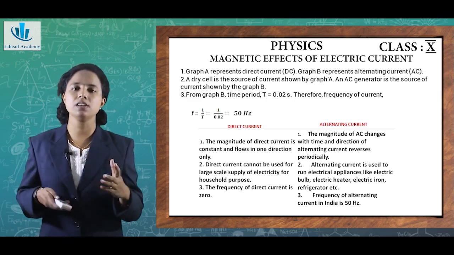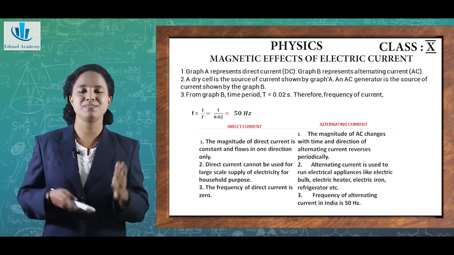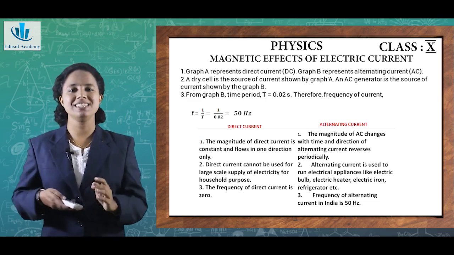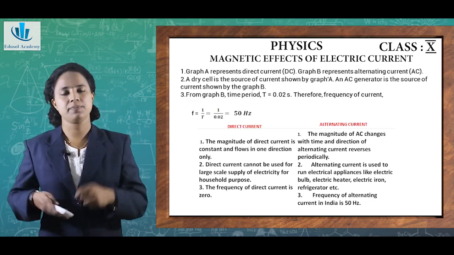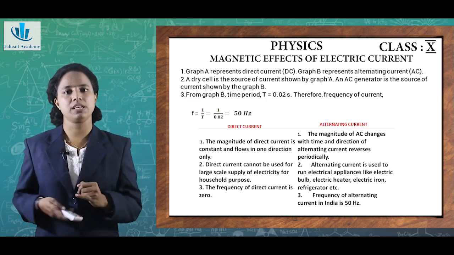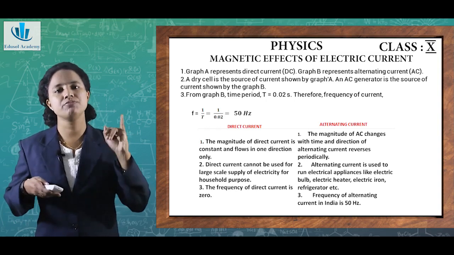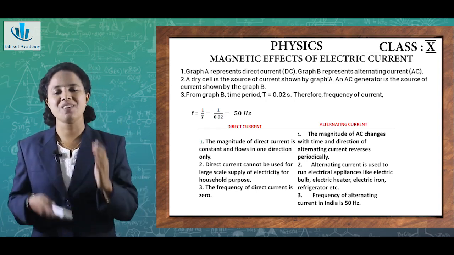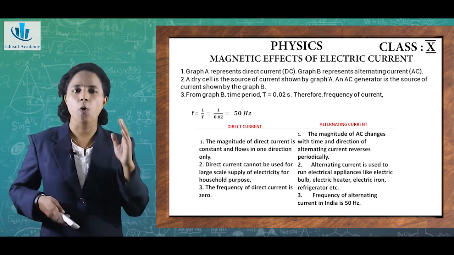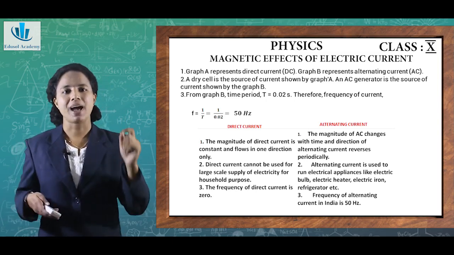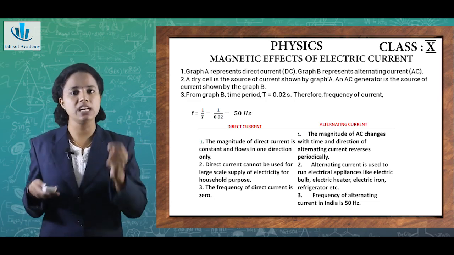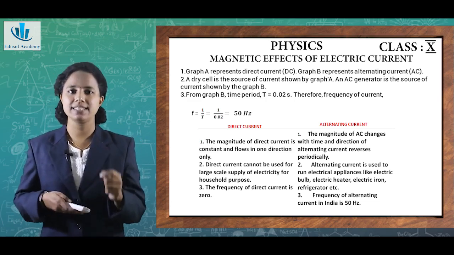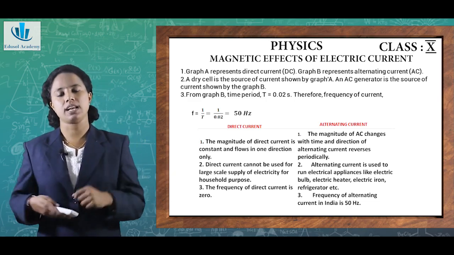And now we are asked to mention some of the differences between direct current DC and alternating current AC. So the basic difference is that the magnitude of direct current is constant and flows in one particular direction only. But what in case of alternating current? The magnitude of AC changes with time and the direction of AC reverses periodically.